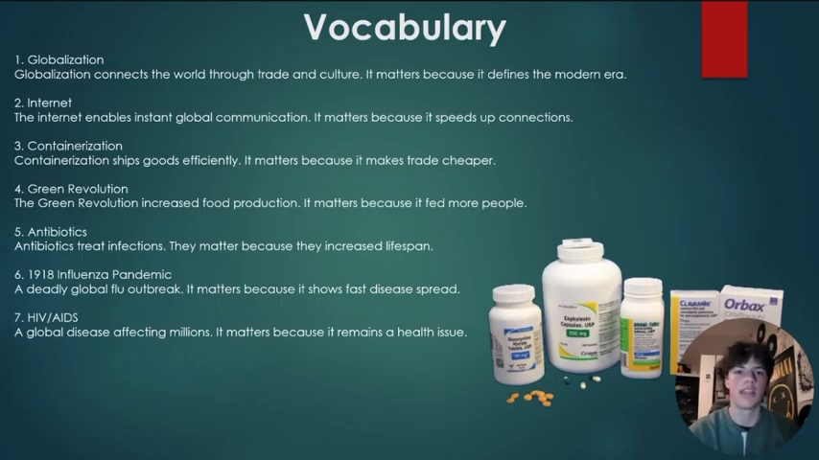Number 6, the 1918 influenza pandemic. The 1918 influenza pandemic was a deadly global flu outbreak. This matters because it shows how fast disease can spread. And number 7, HIV/AIDS. HIV/AIDS is a global disease affecting millions of people across the world. This matters because it remains a health issue.